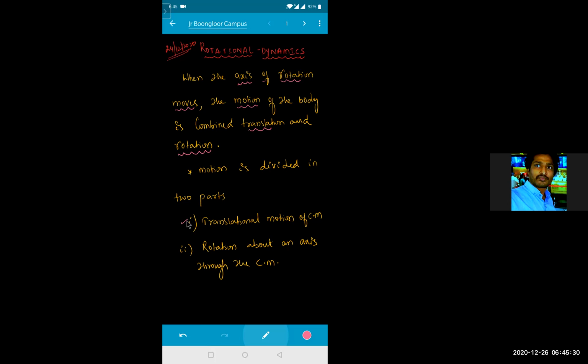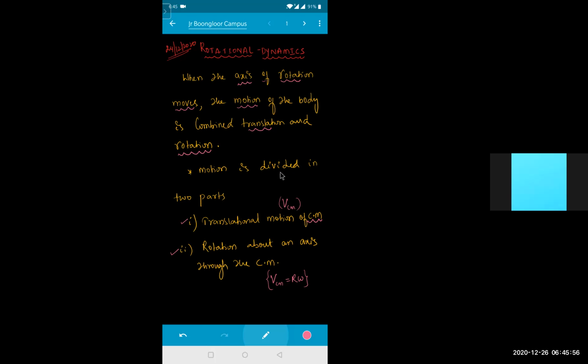One is your translational motion, another one is your rotational motion. Translational motion about the center of mass, so we write the velocity of this as VCM, and rotational motion about an axis through the center of mass. You know that in circular motion we have written V is equal to R into omega. This is the condition for what? A pure rolling.